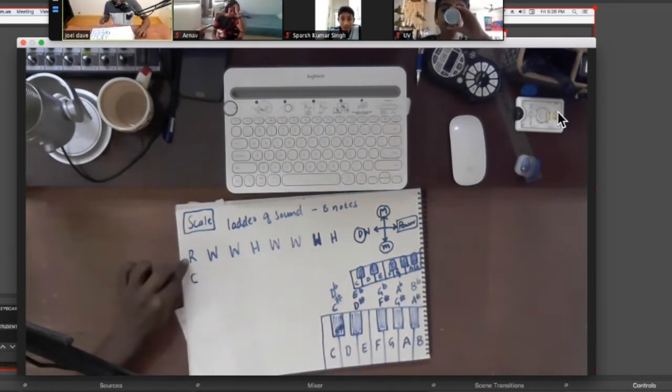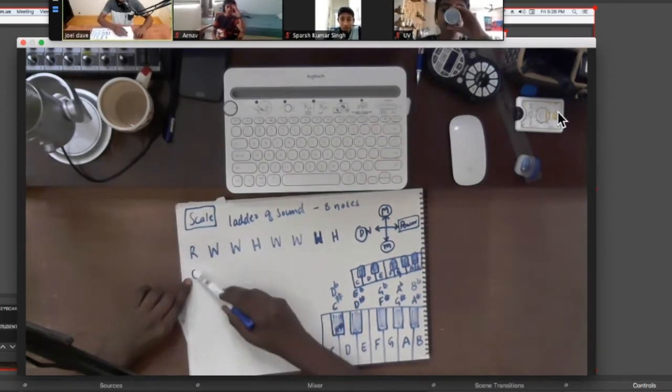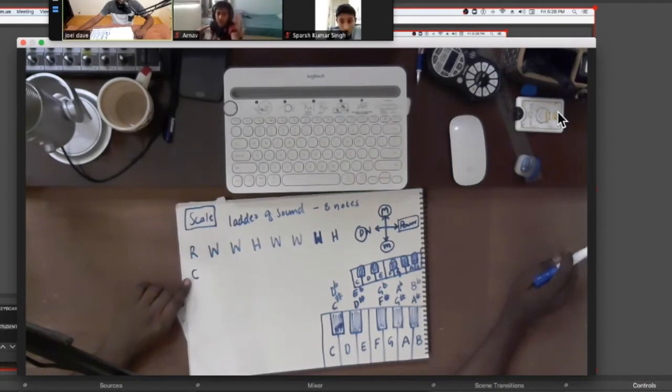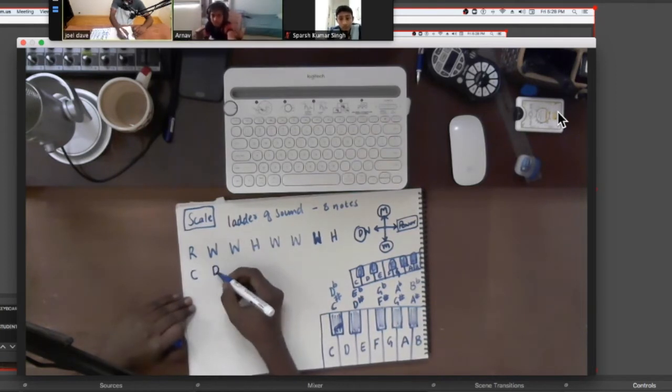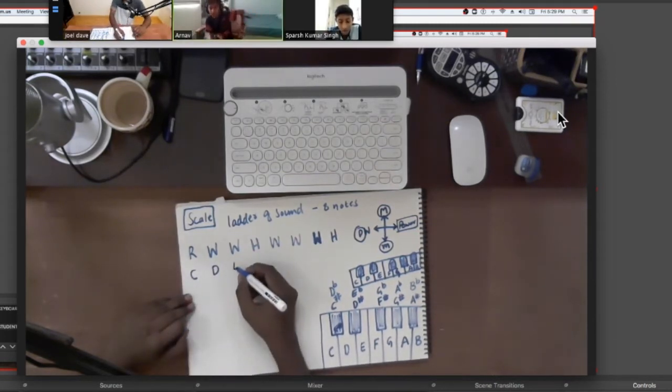Okay, so R is C, and from C, a whole step is what? Is it C sharp or D? D, very good. That's the D, so I'll write it here. From D, a whole step is what? E. E, very good.